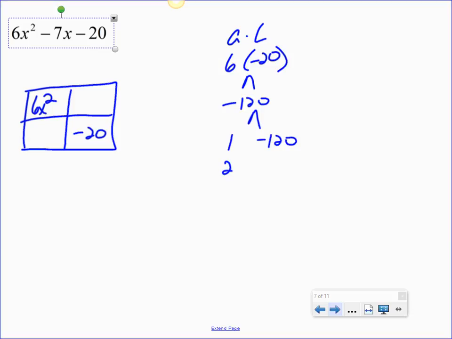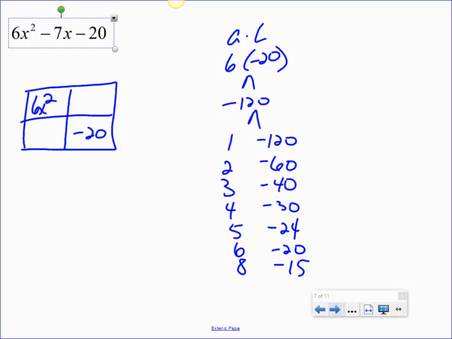You could have a 2 and a negative 60. You could have a 3 and a negative 40. You could have a 4 and a negative 30. You could have a 5 and a negative 24. You could have a 6 and a negative 20. You could have a 8 and a negative 15.